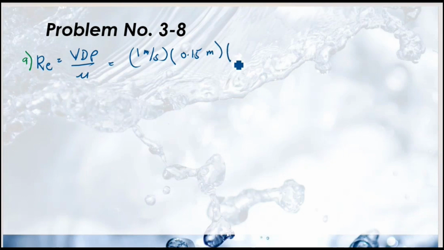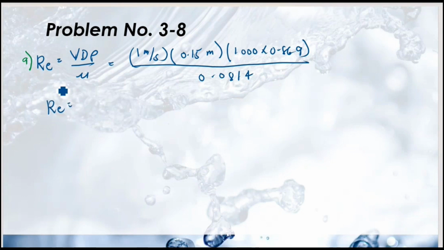For rho, since the fluid is oil, that is 1000 multiplied by 0.869, over mu, which is the dynamic viscosity, equal to 0.0814. Applying the equation, we have a Reynolds number of 1601, rounded up. If the value of Reynolds number is less than 2000, therefore this is a laminar flow.